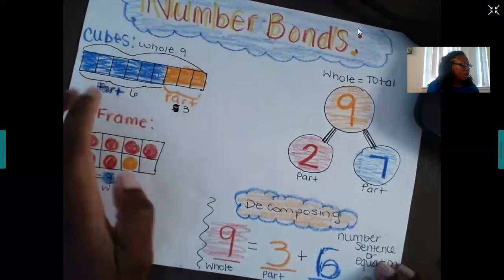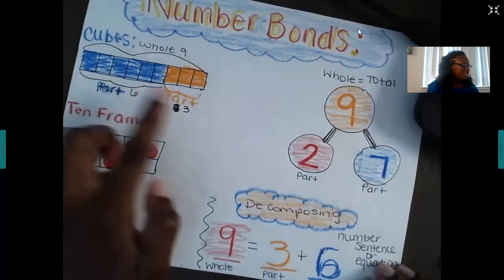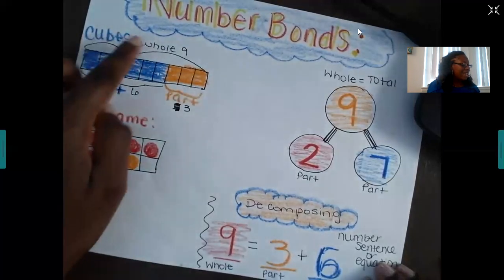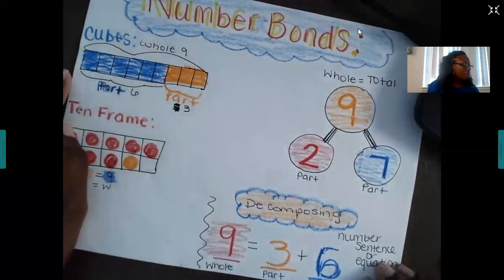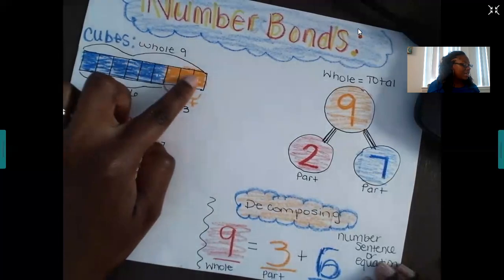If we put our first part and our second part together, 6 and 3, and count them all, it makes 9, which is our whole. Let's count it and see. 1, 2, 3, 4, 5, 6, 7, 8, 9.